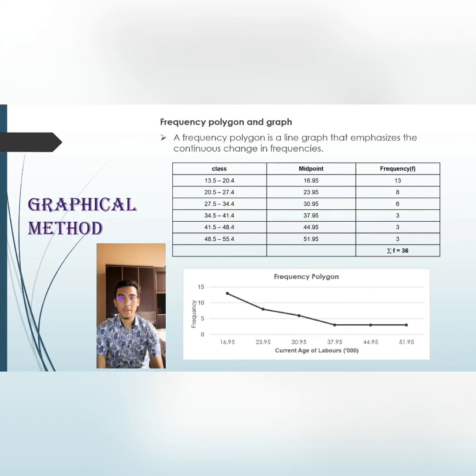Today I want to present about graphical methods. For the graphical methods, there are two types. The first are frequency polygon and bar graph. A frequency polygon is a line graph that emphasizes the continuous change in frequency.